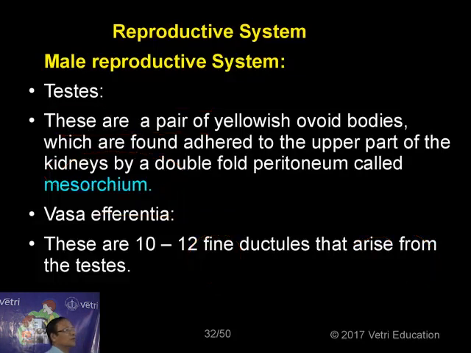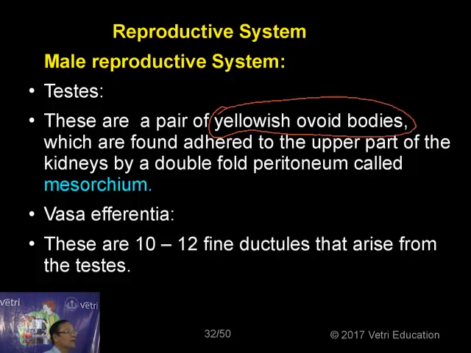Now let us talk about the reproductive system. Along with the reproductive system, I will show the picture of the kidney and other associated structures. Now the male reproductive system consists of a pair of testes. Normally, these testes are yellowish ovoid bodies. Each one is attached to the anterior end of each kidney by means of connective tissue. So anterior end is nothing but the upper part of the kidney. They are found attached to the upper part of the kidneys by a double-fold peritoneum.